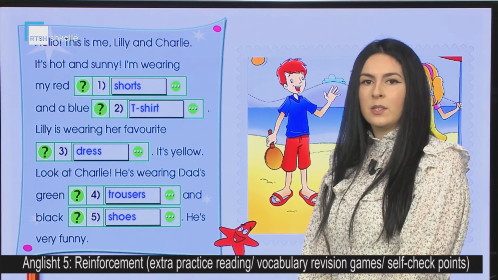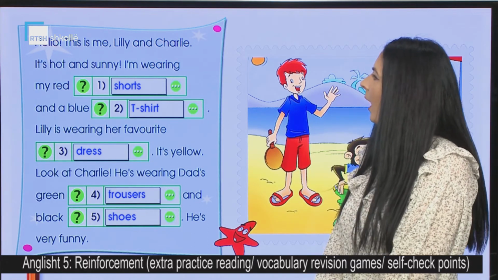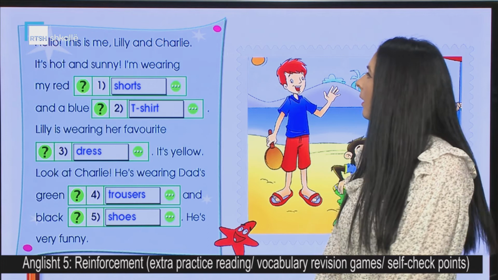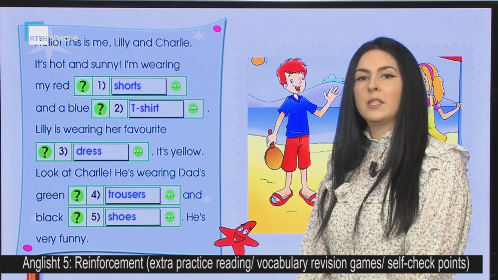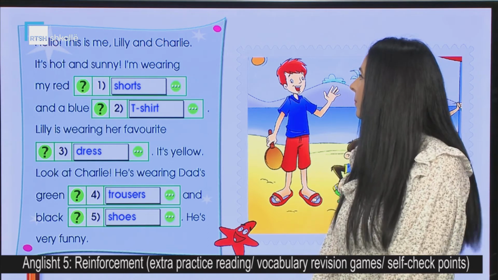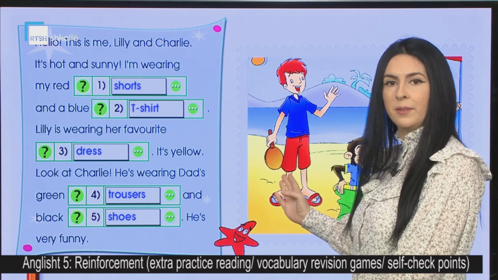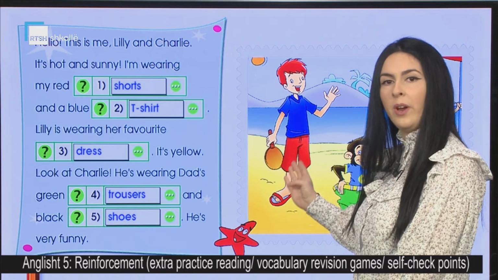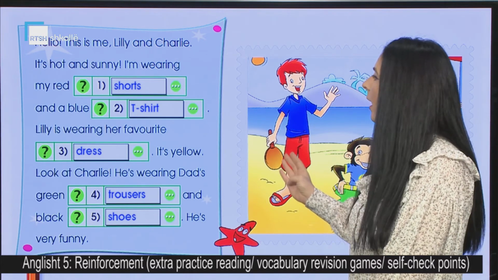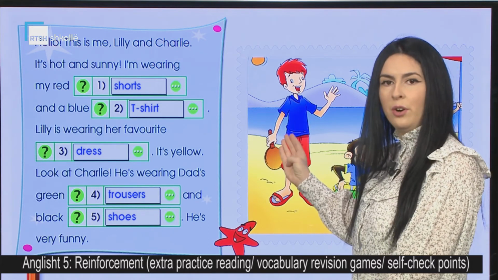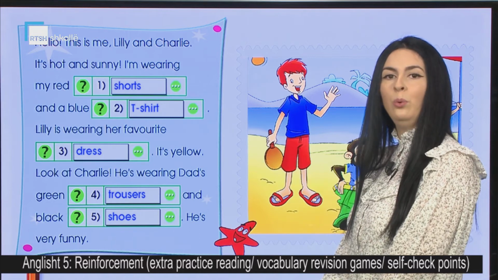The correct answers are: hello, this is me, Liam and Charlie. It's hot and sunny. I'm wearing my red shorts. So Liam is wearing his red shorts, and a blue t-shirt. He's wearing a blue t-shirt.